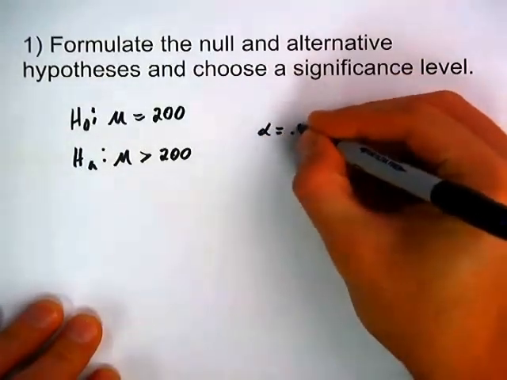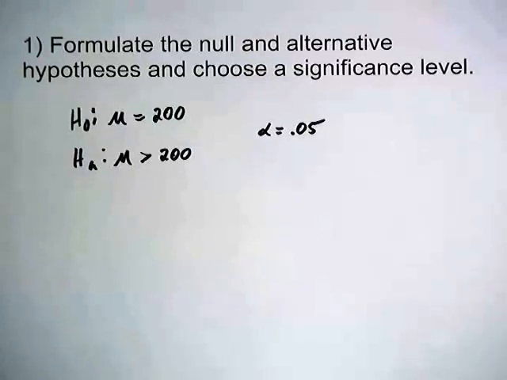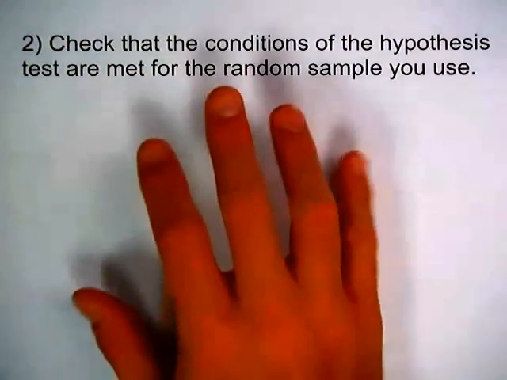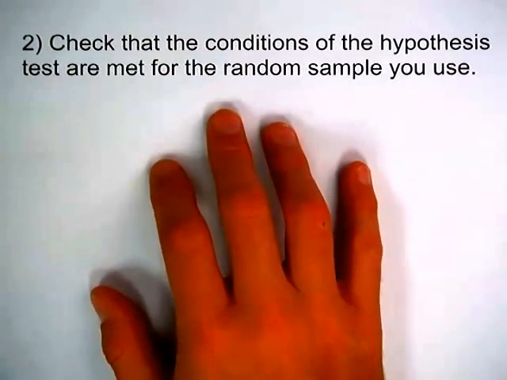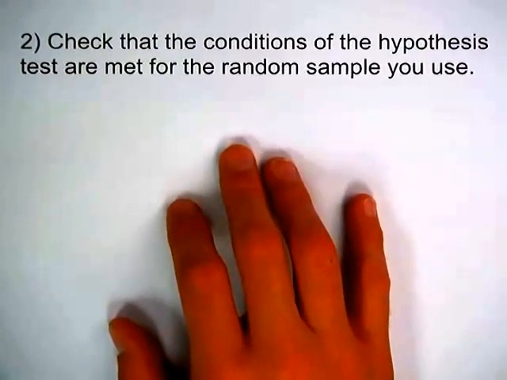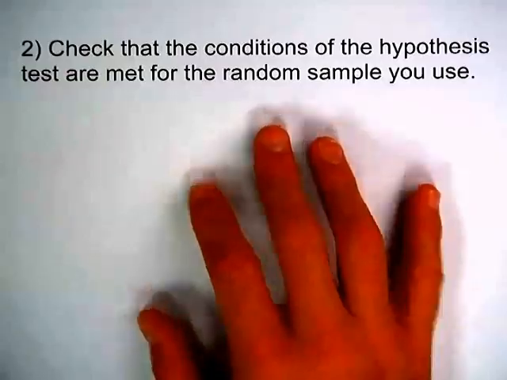The most common value of alpha there is 0.05, so let's just stick with that in this example. That's step 1. Step 2 now, we're going to check that the conditions of the hypothesis test are met for the random sample you use. We're actually just going to assume in this case that the conditions are met. There'll be another tutorial that goes through the conditions, but we're going to assume that our conditions are met and proceed with our z-test.